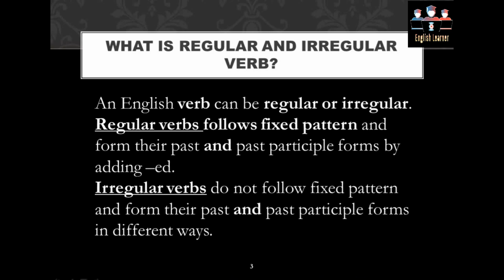So students, what is regular and irregular verb? An English verb can be regular or irregular. Regular verb follows fixed pattern and form their past and past participle forms by adding ed. Whereas irregular verbs do not follow fixed patterns and form their past and past participle forms in different ways. Let's have a look on each type along with their rules.